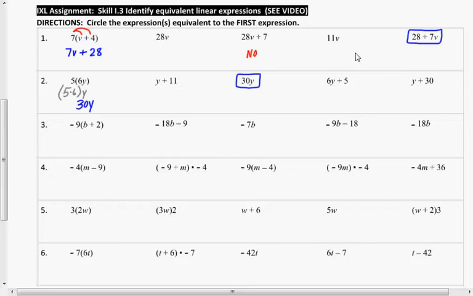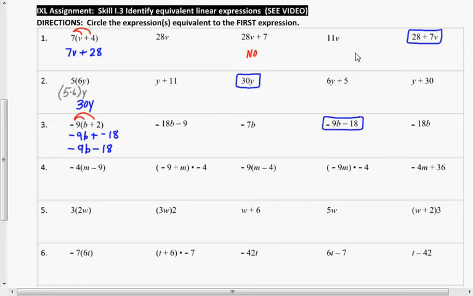All right, number 3, we can use the distributive property to simplify this and see that this is negative 9b plus negative 9 times 2, that's negative 18. Now, it can be confusing if you leave the double signs. Technically, adding a negative 18 is the same as subtracting 18. All right, so I can see right now that definitely that third expression is equivalent.